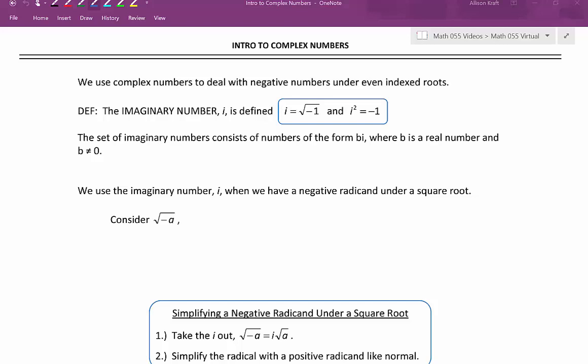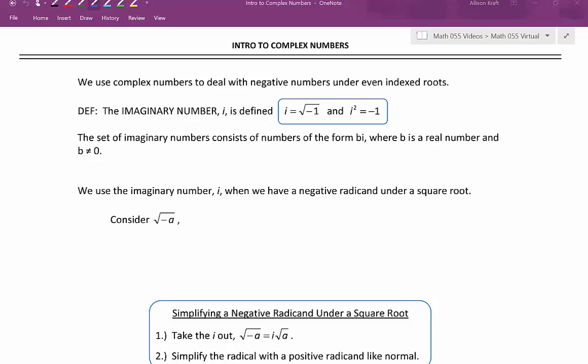This video provides you with an introduction to complex numbers. We use complex numbers to deal with negative numbers under even index radicals. The imaginary number i is defined such that i equals the square root of -1. And from that, we can conclude that i squared is equal to -1.